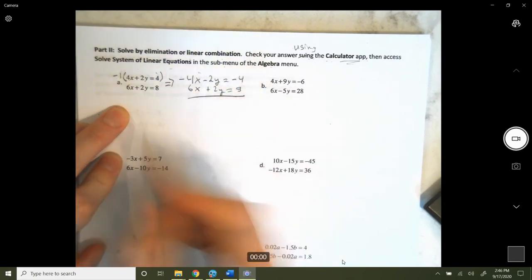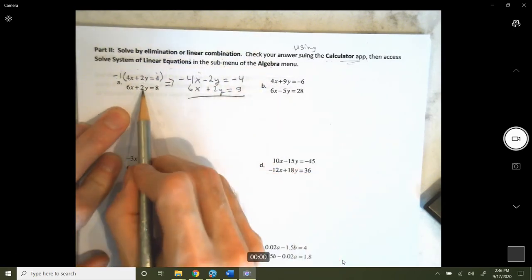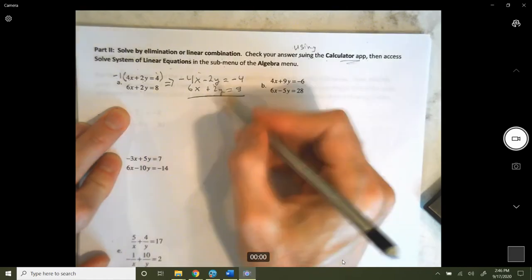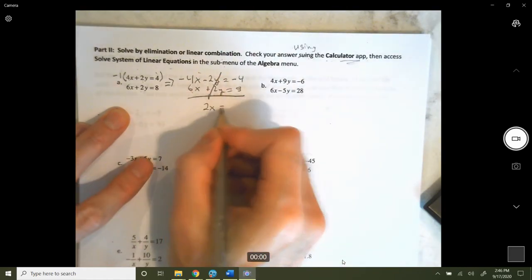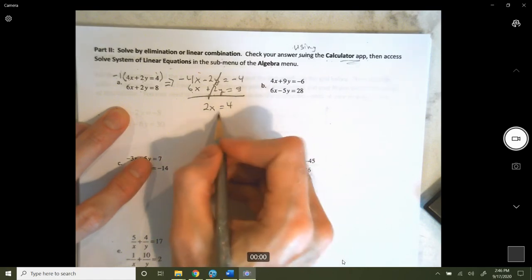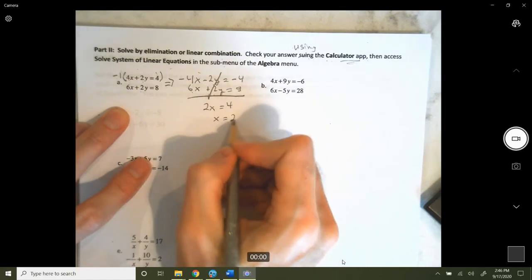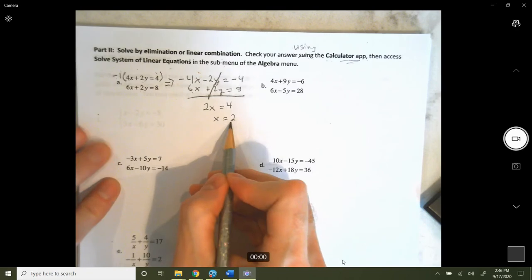Now we can add these together. The reason we did that is so that the 2y and the negative 2y cancel. So 6x minus 4x is 2x. 8 minus 4 is 4. So x equals 2.